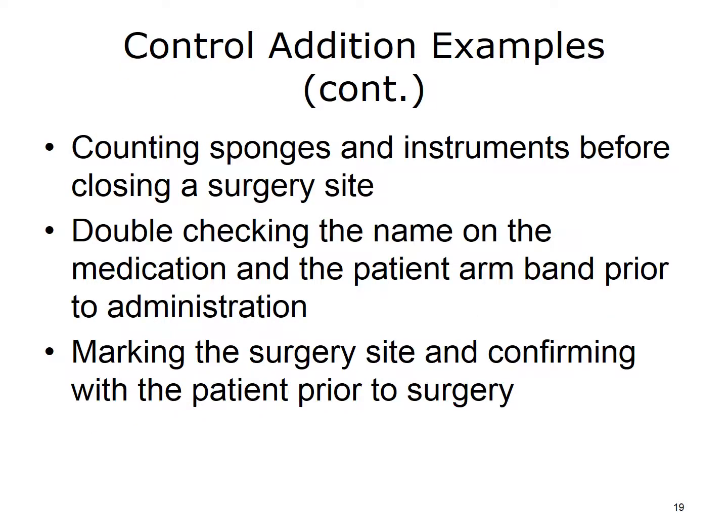Additional control addition examples in healthcare include counting sponges and instruments before closing a surgery site, double-checking the name on the medication and the patient armband prior to administration, and marking the surgery site and confirming with the patient prior to surgery.